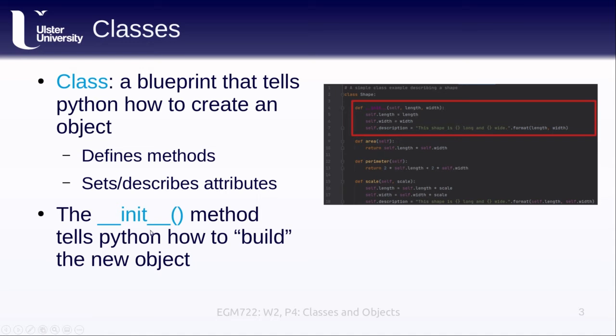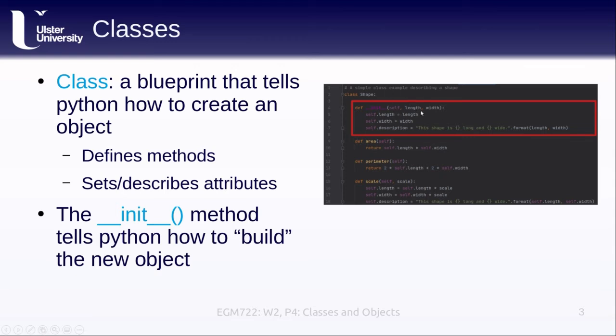The init, and this is 2 underscores before, followed by init, followed by 2 underscores after. So remember, this is a magic or special method, and this is what actually tells Python how to build the new object. So you see here that we have an init method. It is passing a keyword called self. So this is just telling Python to do this on the object that is calling the method.